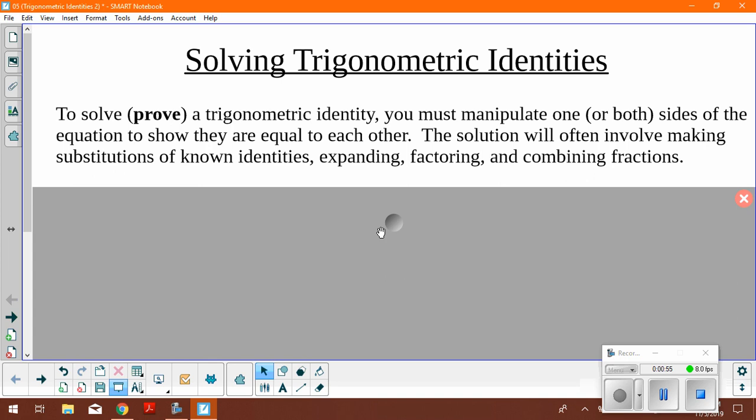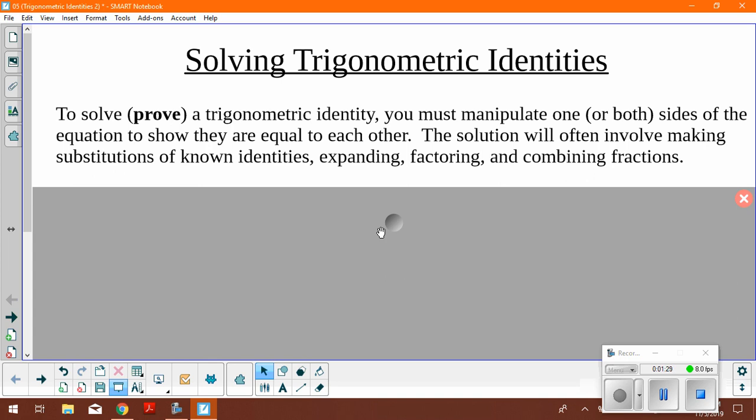So to prove that a trigonometric identity is true, you must manipulate one or sometimes both of the sides of the equation to show they're equal to each other. Now, when I say both, you still have to do them separately. You can't move things back and forth across the equal sign. You just have to work with one side and try to make it look like the other side. Or you can work both sides separately and hopefully get them to match at some point.